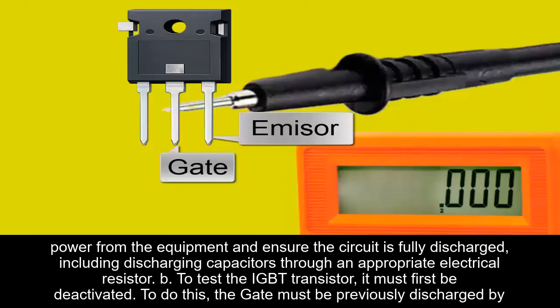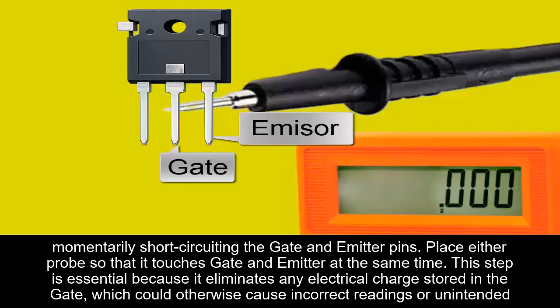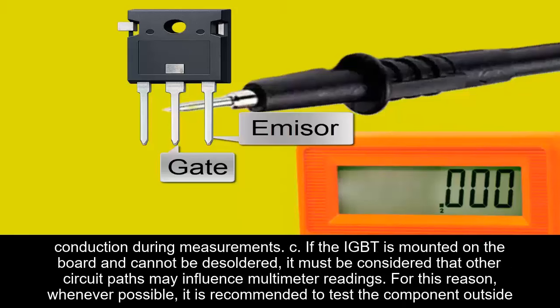B. To test the IGBT transistor, it must first be deactivated. To do this, the gate must be previously discharged by momentarily short-circuiting the gate and emitter pins. Place either probe so that it touches gate and emitter at the same time. This step is essential because it eliminates any electrical charge stored in the gate, which could otherwise cause incorrect readings or unintended conduction during measurements.